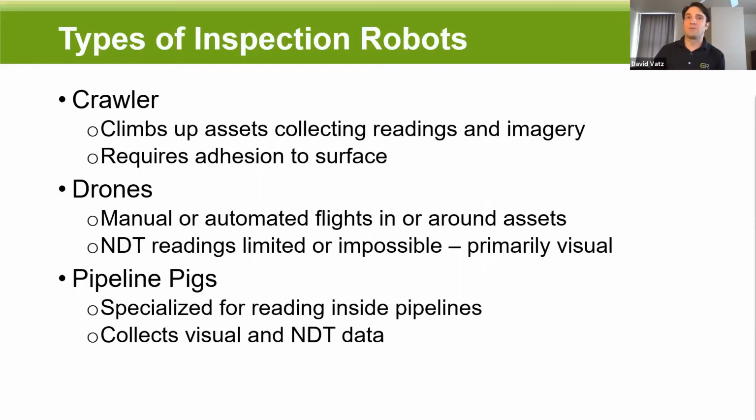And then the final type that we went over was pipeline pigs. Pipeline pigs are a specialized type of robot that's used a lot in the oil and gas industry, and they were originally designed to perform cleaning on the inside of pipelines. However, recently they've been made more smart, so to speak, by adding sensors so they can collect NDT data and then also visual imagery as they go.